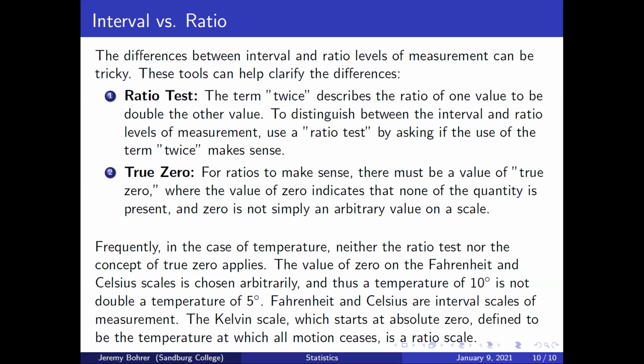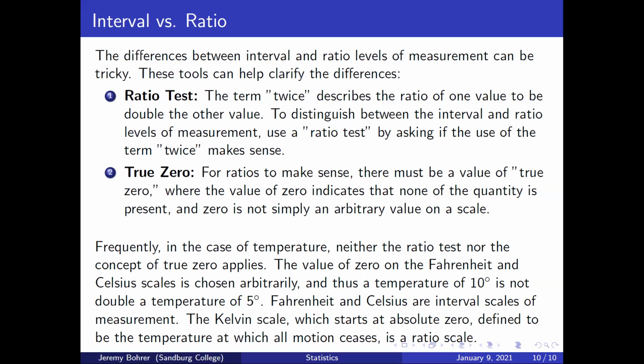The differences between interval and ratio levels of measurement can be tricky. These tools can help clarify the differences. The ratio test: the term twice describes the ratio of one value to be double the other value. To distinguish between the interval and ratio levels of measurement, use a ratio test by asking if the use of the term twice makes sense. True zero: for ratios to make sense, there must be a value of true zero, where the value of zero indicates that none of the quantity is present, and zero is not simply an arbitrary value on a scale.